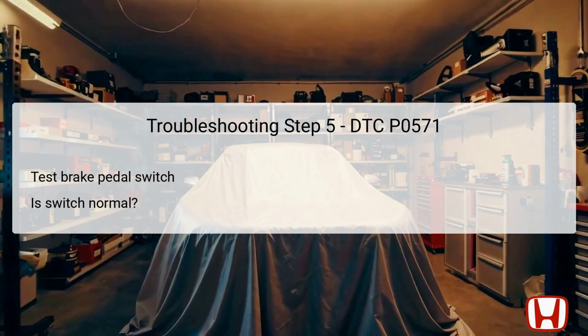This involves physically checking the switch and its operation. A functional switch will generate the proper on-off signals when the brake pedal is pressed or released. If the test determines the switch is faulty, it must be replaced to correct the DTC P0571 issue. This straightforward check is critical, as a malfunctioning switch is the root cause of the DTC being triggered.